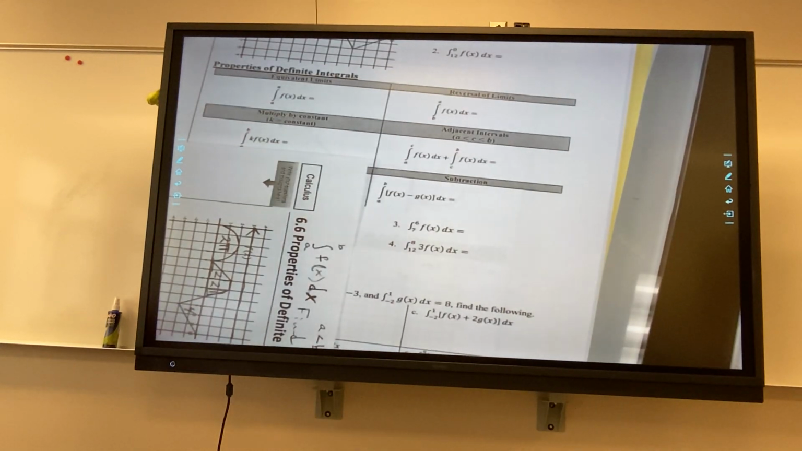Should we go to graph? You want to do the graph first? Sure, I'm going with that, I think. Okay.